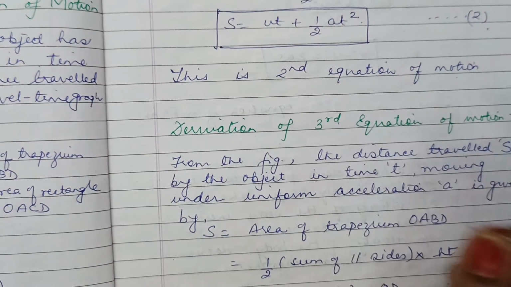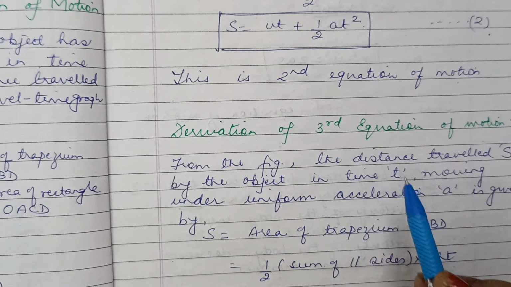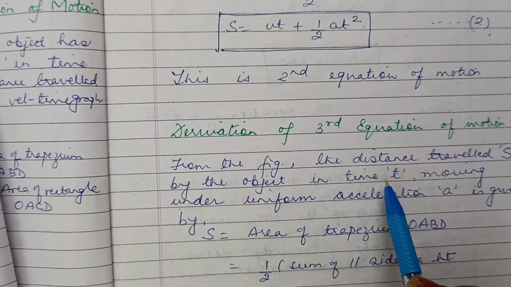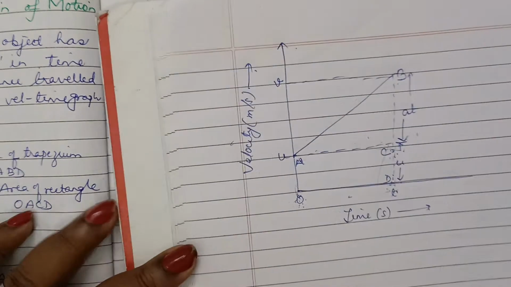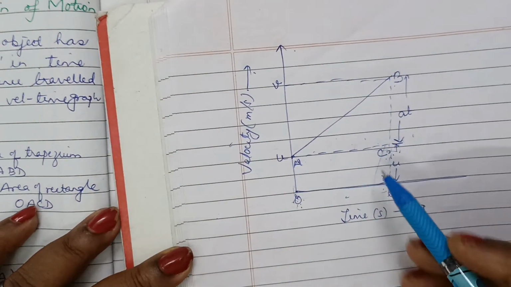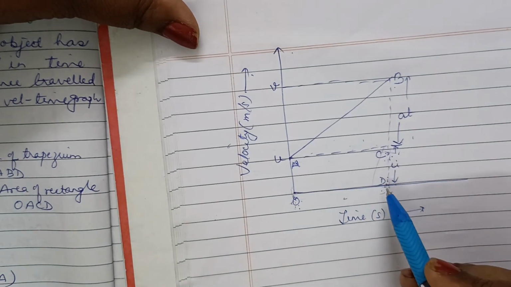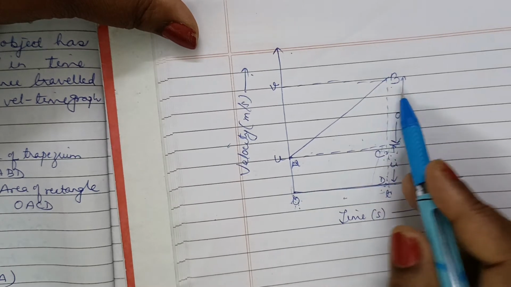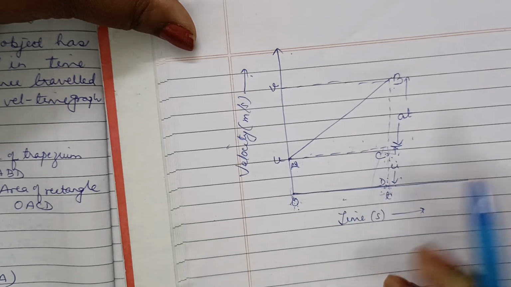Now the third equation of motion. From the same figure, again I am telling you, you have to draw the figure in all the three cases, the same figure. Okay. Now from the figure, the distance traveled by the object in time t moving under uniform acceleration is given by the same trapezium OABD. Now you know what is the area of a trapezium? Half into sum of parallel sides into distance between them, isn't it? What are the parallel sides here? OA and BD. And what is the distance? Either you take AC or OD, that will be equal to T.